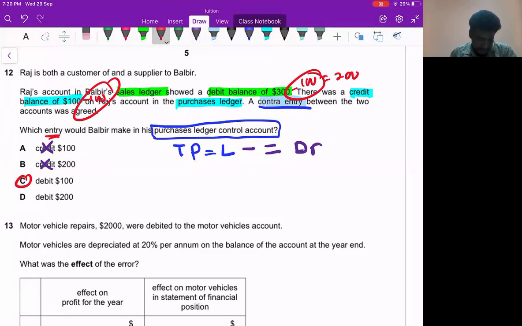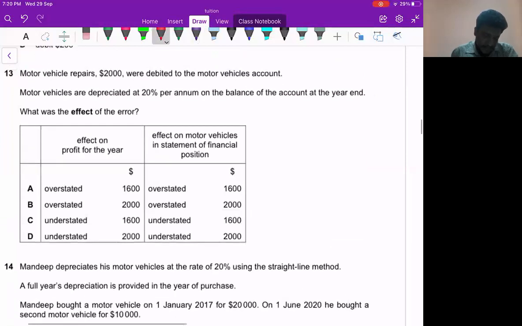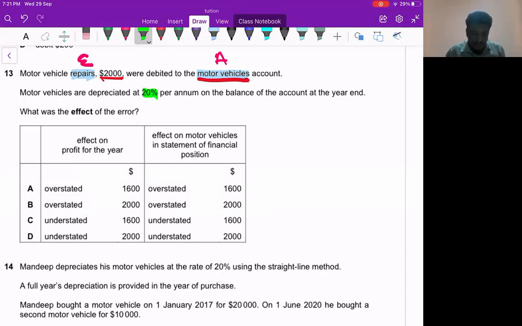Okay, question number 13. Motor vehicle repair of 2000 was debited into motor vehicle. Oh, it is repair. Repair means it's an expense, but you recorded it in the motor vehicle account, which is an asset. Motor vehicles are depreciated at 20% per annum on the balance on the account at year end. Okay, there's a problem here.